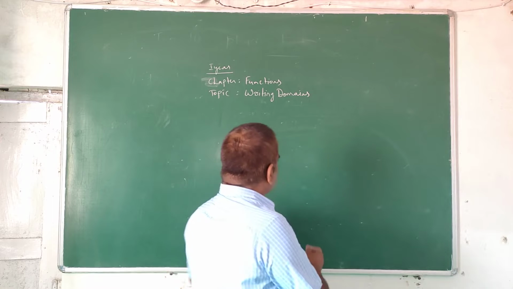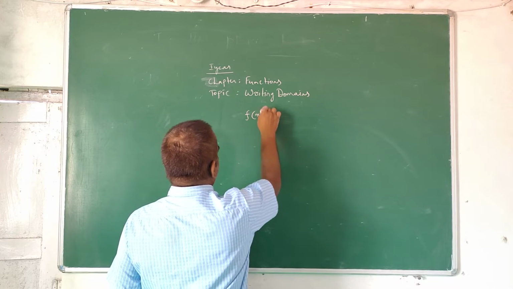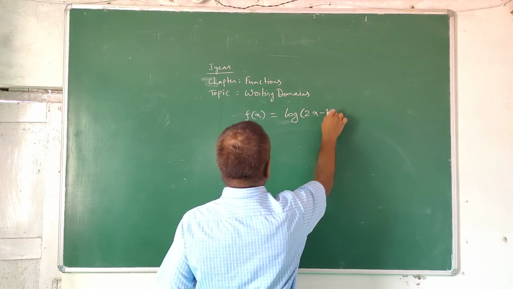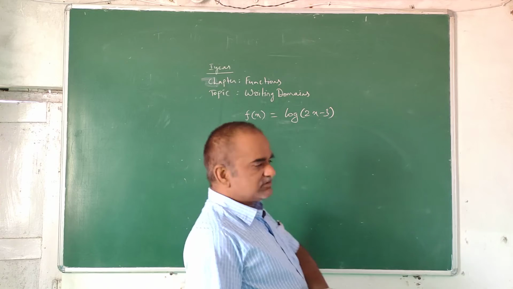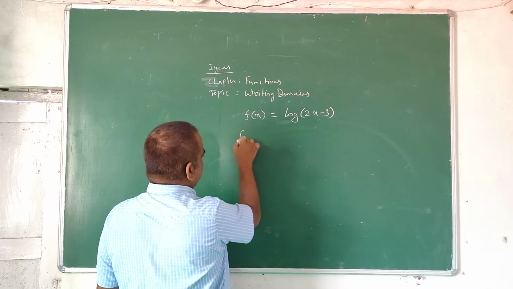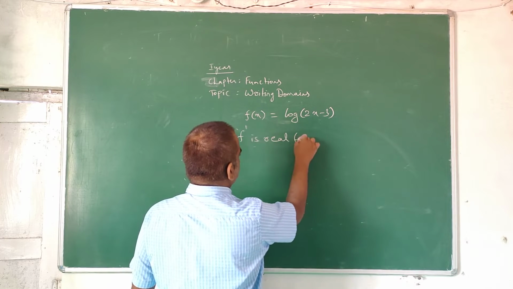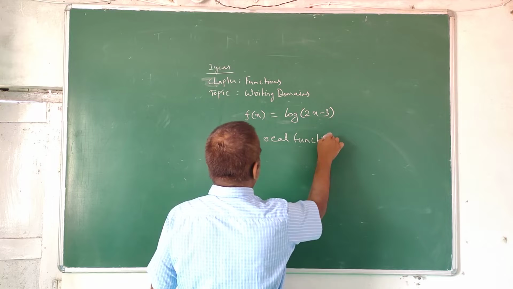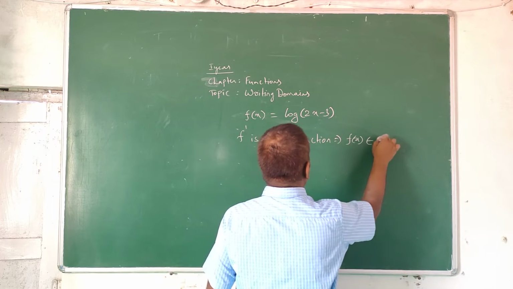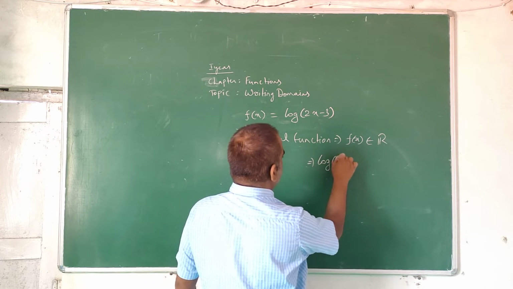So coming to the next question, f of x is equal to log of 2x minus 3. So f is a real function, which implies f of x belongs to R, which implies log of 2x minus 3 belongs to R.